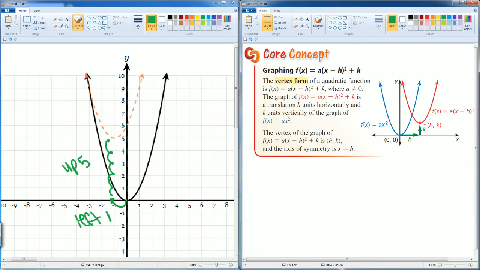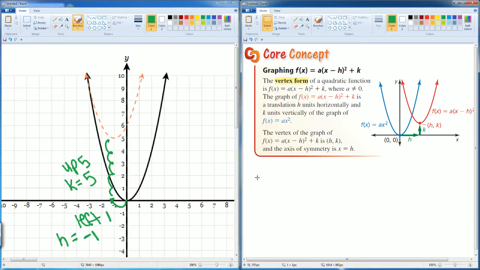Well, that means the left one, that means h is going to be equal to -1 because it went left. Then here it went up 5. So k is going to be equal to 5. All right? Because h is your left and right motion, and your k is your up and down motion.